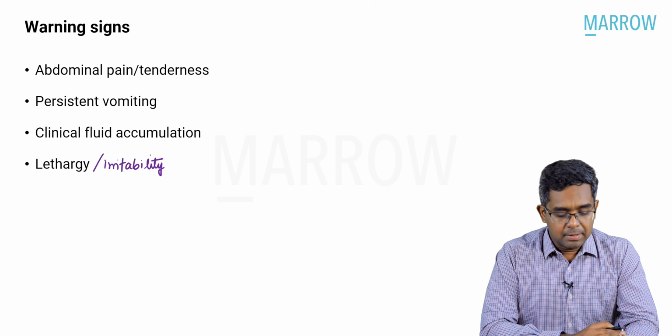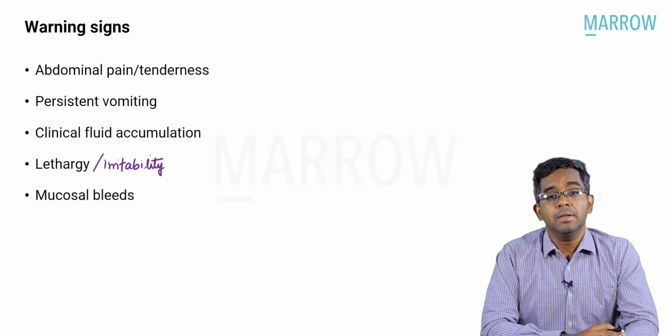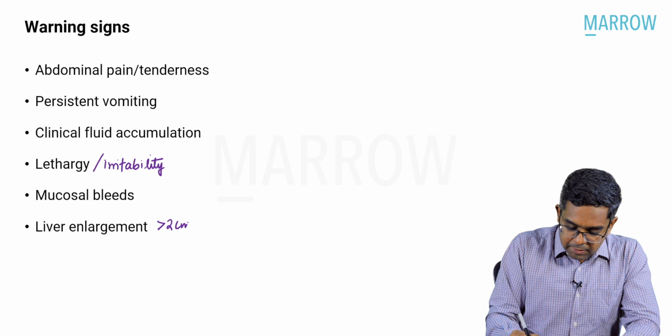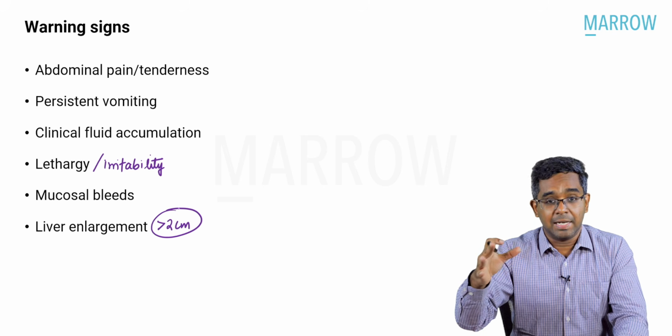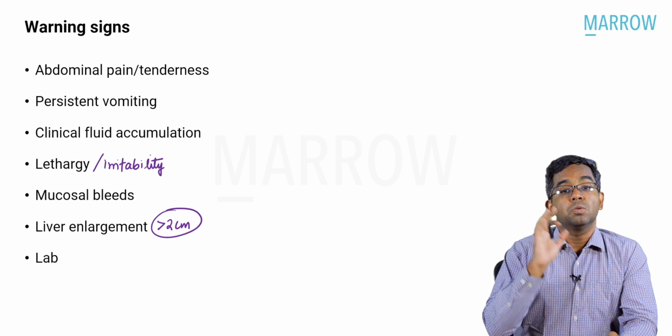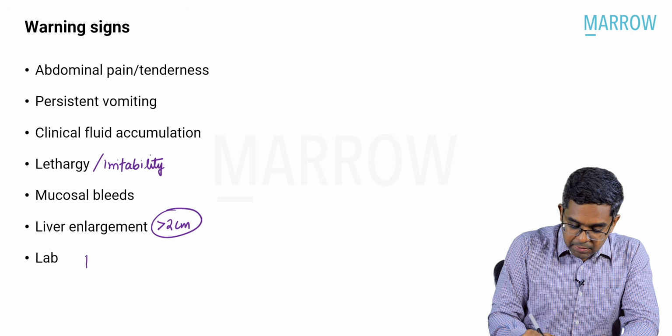And number 5 is mucosal bleeding. And number 6 is liver enlargement more than 2 centimeter. That is included in the guidelines for warning signs. And last one is the lab values. What is that lab value going to be? Increase in the hematocrit.